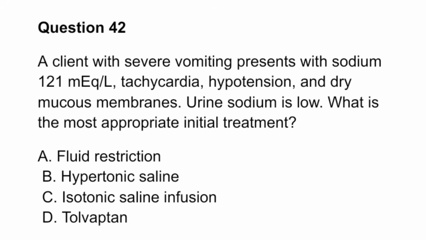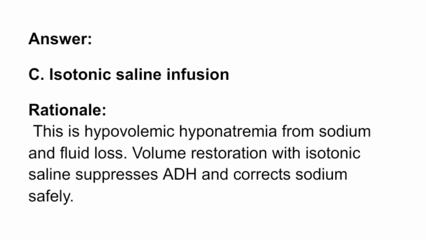Question 42. A client with severe vomiting presents with sodium 121 milliequivalents per liter, tachycardia, hypotension, and dry mucous membranes. Urine sodium is low. What is the most appropriate initial treatment? A. Fluid restriction. B. Hypertonic saline. C. Isotonic saline infusion. D. Tolvaptan. Answer: C. Isotonic saline infusion.